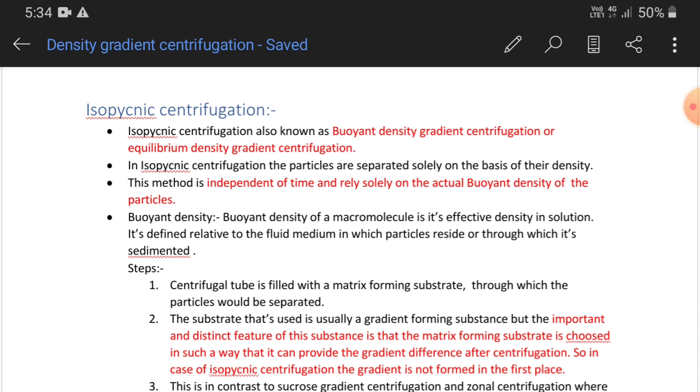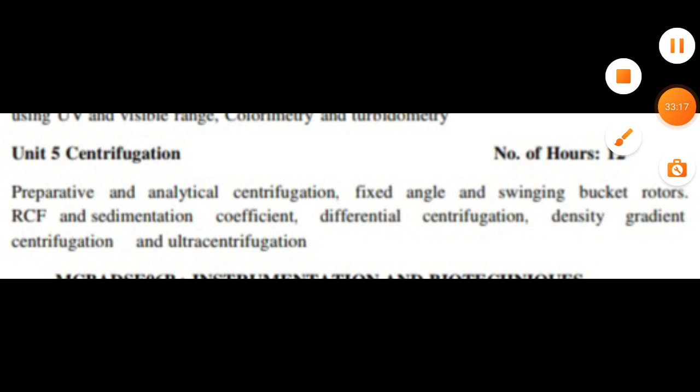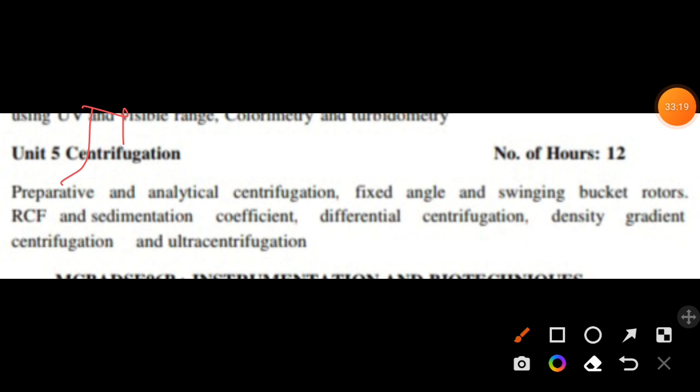In isopycnic centrifugation you do not get any kind of pellet, but in rate zonal centrifugation you will get a pellet, and isopycnic centrifugation is independent of time, while rate zonal centrifugation is dependent on time. That is the difference between the two kinds of density gradient centrifugation, isopycnic and rate zonal. So we have discussed preparative centrifugation, where we are separating a particular type of molecule from a mixture, and analytical centrifugation, where we are analyzing the molecule.